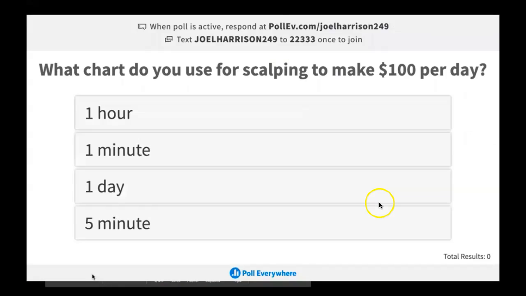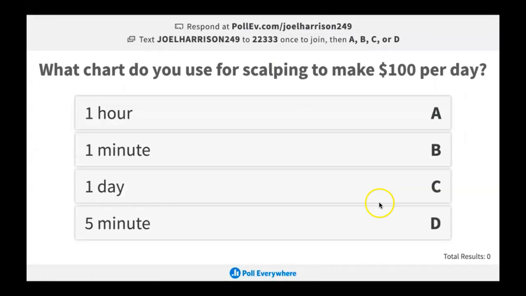All right, so let's answer a couple of questions before we get on out of here. This is a pop quiz. What chart do you use for scalping to make $100 a day using the What Would Joe Do method? All right, let's see who's still here. Uh-oh, why aren't the answers popping up? All right, maybe this one's not working. Well, the answer is 1 minute. When you're trading like Joel, you're using a 1-minute chart. Now, a couple of you guys gotta pick the 5-minute, okay? But it's the 1-minute chart or the 5-minute chart.